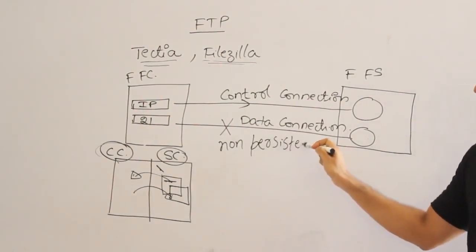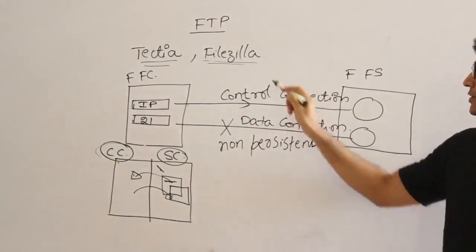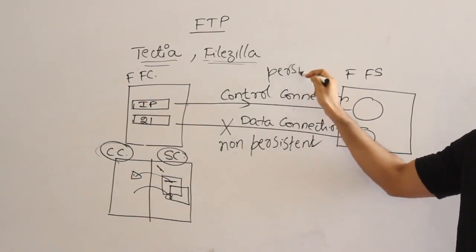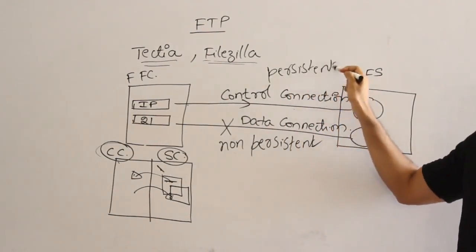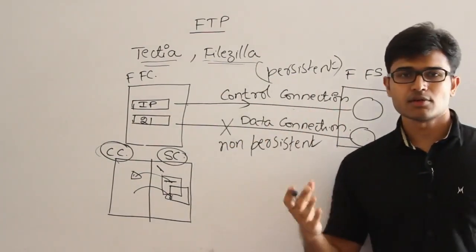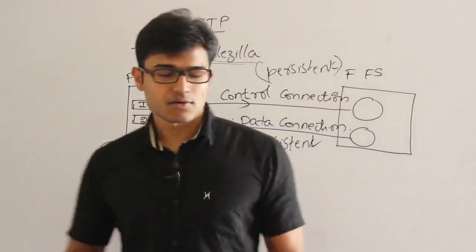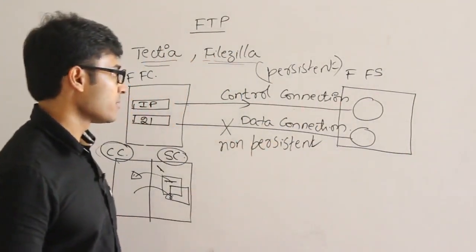Non-persistent means it will not last forever, but the control connection is persistent. It will last forever. So as long as you have this connection, you can keep on browsing all the files. So it is a persistent control connection, and the data connection is non-persistent.